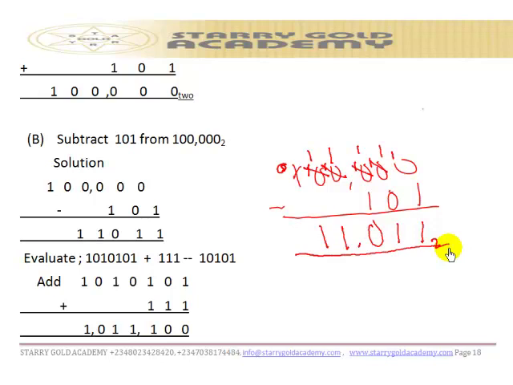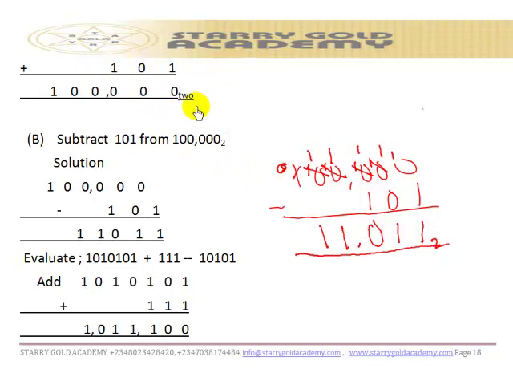So we have another set of numbers here. We have to evaluate 101101 plus 111 minus 10101. Now ideally you can't do everything together, so you have to start from somewhere. So pick it from the addition. Let's add first, then whatever we get we subtract.